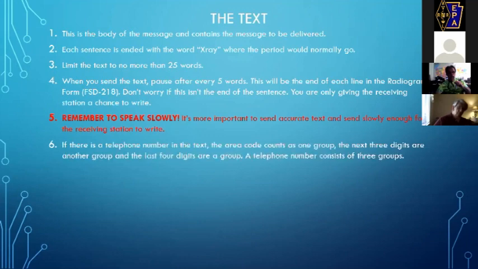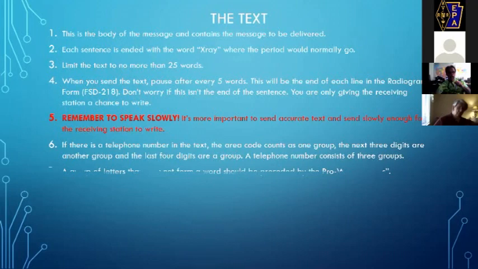If there's a telephone number in the text, the area code counts as one group. This is in the body of the message. The area code is one group. The next 3 digits are the next group, and the last 4 digits are the final group. This is on a U.S. telephone number. A telephone number in the U.S. consists of 3 groups. A group of letters that does not form a word should be preceded by the pro word initials.